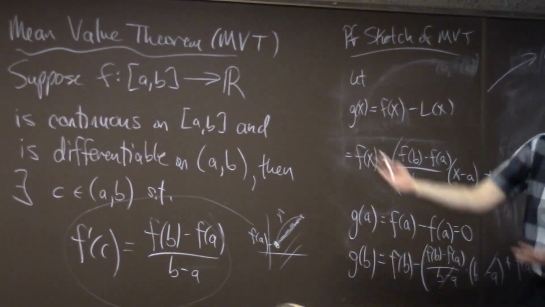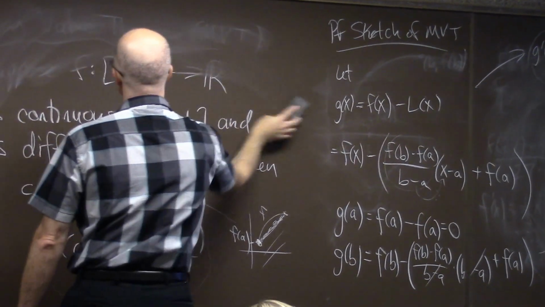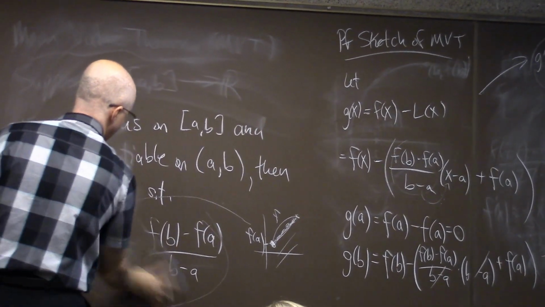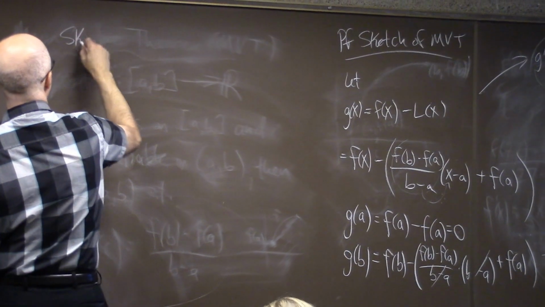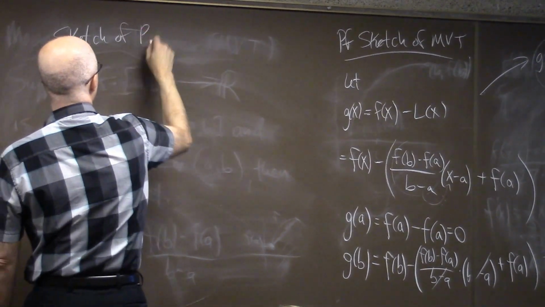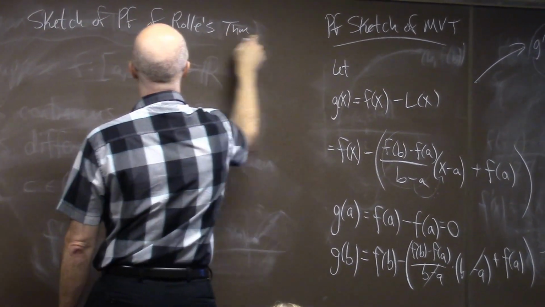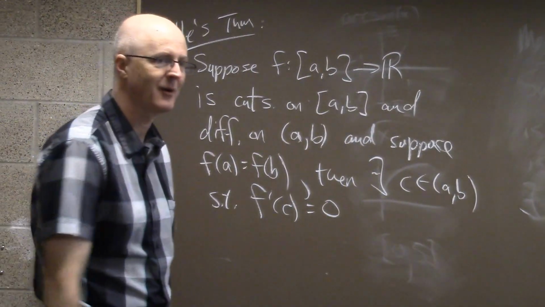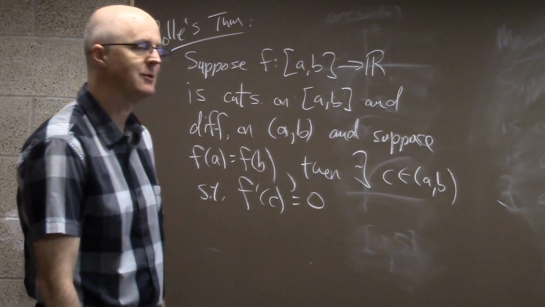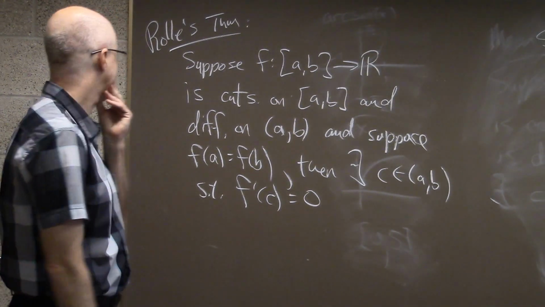Okay, but this is begging the question then. How do you prove Rolle's theorem? Sketch of proof of Rolle's theorem. It requires another theorem, continuing to work backwards, that your book doesn't give a name to. I've seen it called Fermat's theorem before. Fermat.